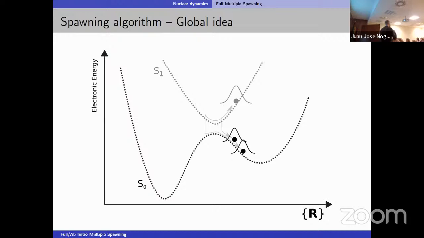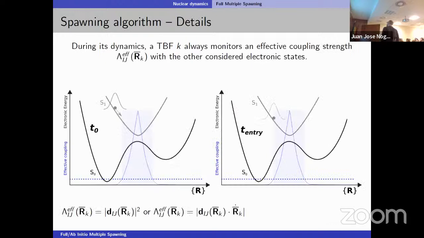But we need to find a way to create these new Gaussian functions. Because of course, if I show you this very naive cartoon here, if my Gaussian says, oh, I need to have a friend, it's a bit too late, right? Because maybe it's been a long time since you entered this region where there is some strong non-Born-Oppenheimer effect. So we need to find a way to create these functions at a time where we don't need them directly, okay? And this is called the spawning algorithm. You will see it during the tutorial this afternoon, right? That's a big part of the multiple spawning algorithm.